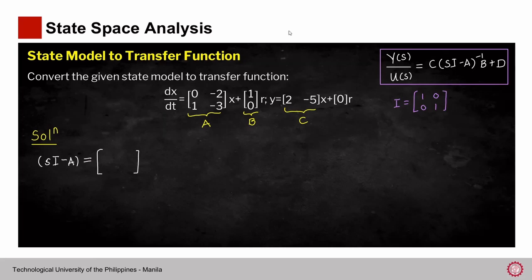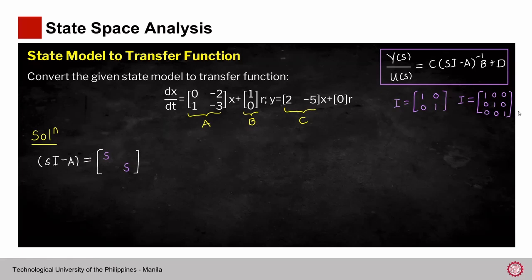For 3 by 3, the identity matrix is nothing but 1, 0, 0, 0, 1, 0, 0, 0, 1. So ibig sabihin, yung SI is yung diagonal natin mapupuno ng S. So that would be S and S. And minus A is meaning to say, ima-minus mo yung matrix A sa kanya.